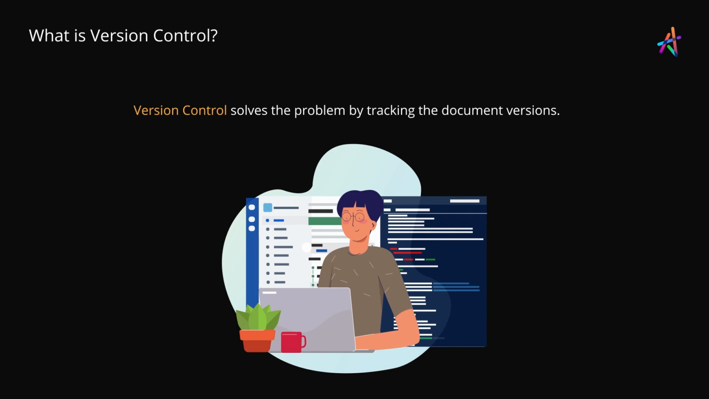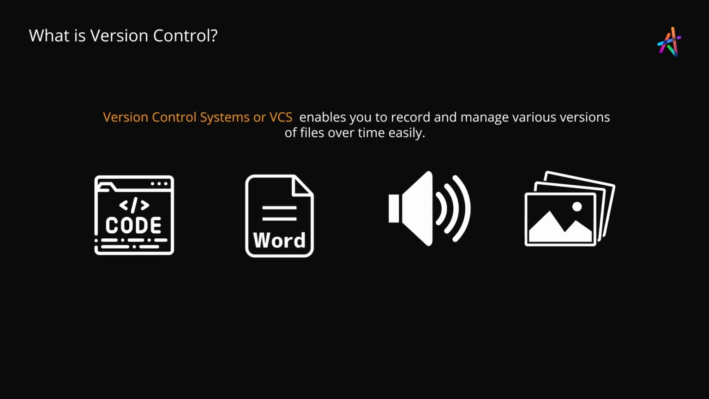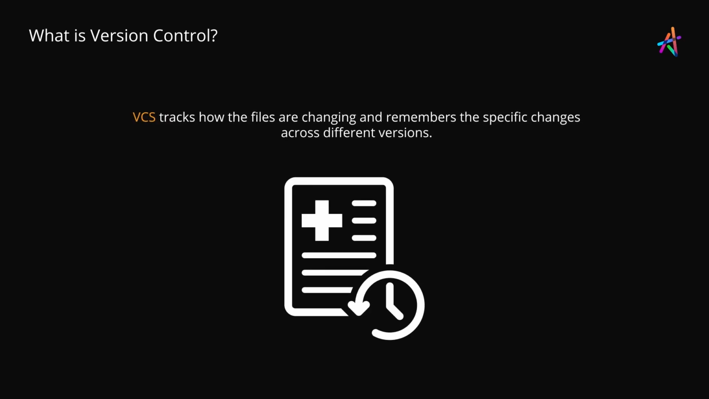Version control systems, or VCS, solve this problem by tracking document versions for you. VCS enable you to easily record and manage various versions of files over time. These can be source code files, Word documents, images, or even audio files. Version control systems track the history of how these files are changing and remember the specific changes across different versions.